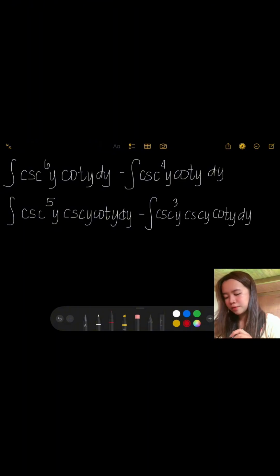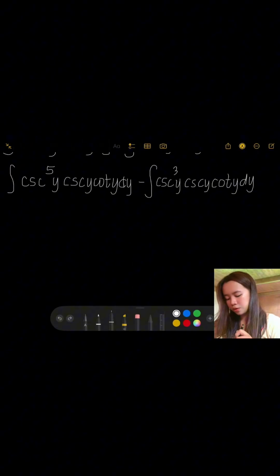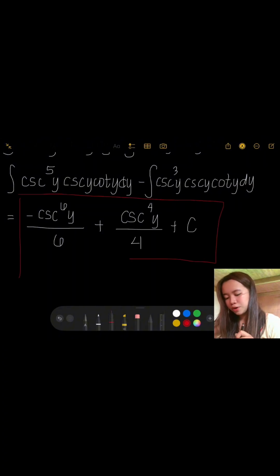So now we have the derivative. So we will now use the power formula. So our answer will be negative cosecant raised to 6 y over 6 plus cosecant 4 y over 4 plus c. So this is now our final answer.